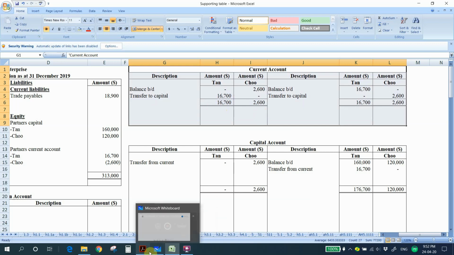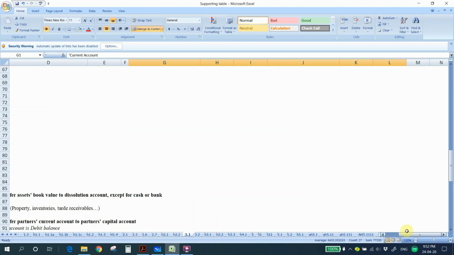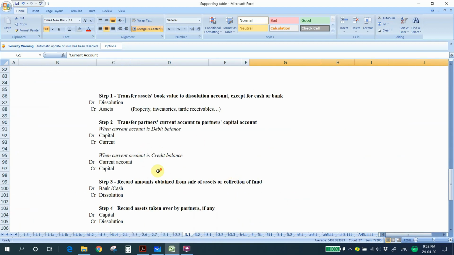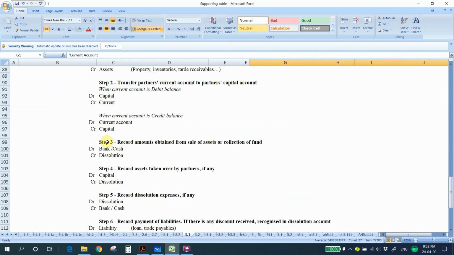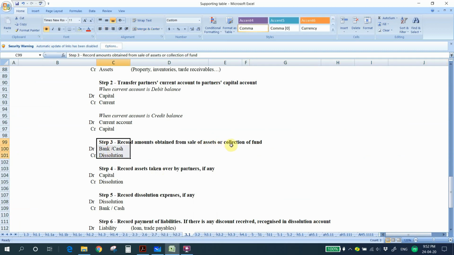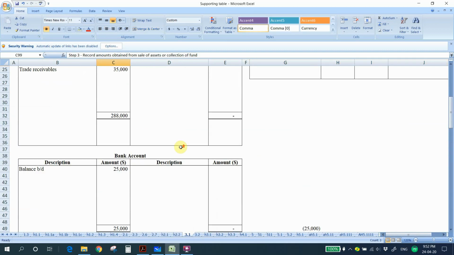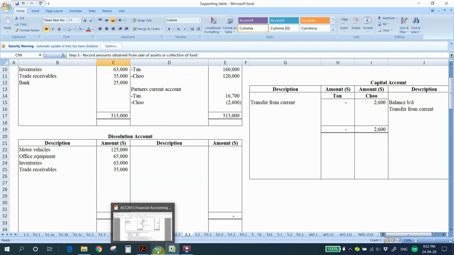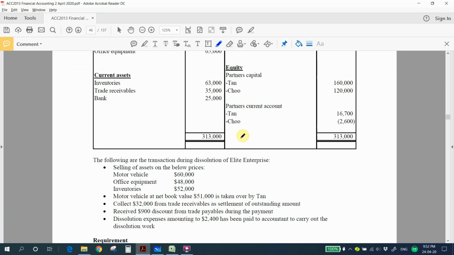So let's look at step 3. What is the step 3 requirement? We have to record the amount that you obtain from the sale of assets or collection of funds. So let's look at the textbook. In point number 1, it shows how much the company can receive from the following assets. Motor vehicles can receive 60,000, office equipment 48,000, and 52,000 for inventory. So let's record this.